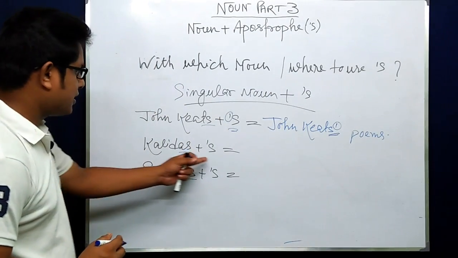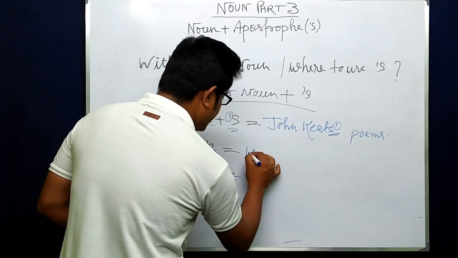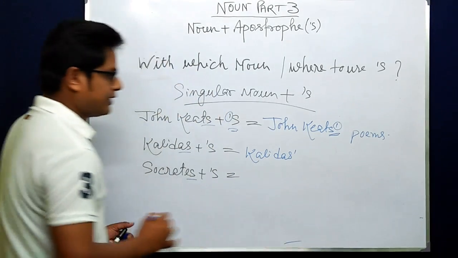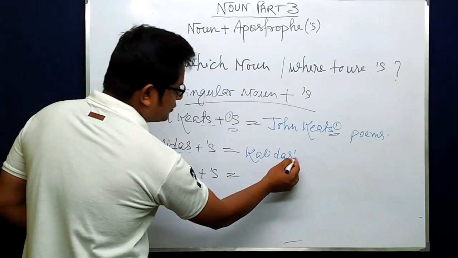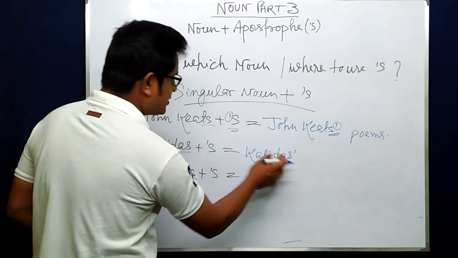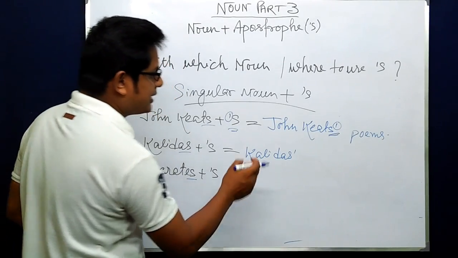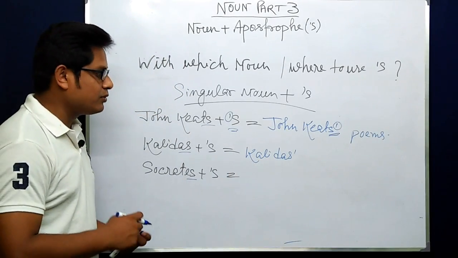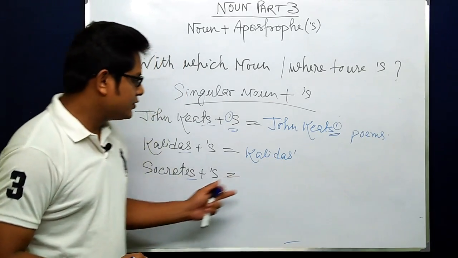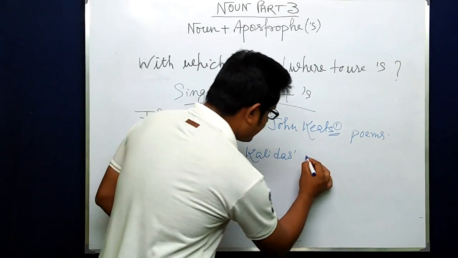Clear? Suppose Kalidas. Again, over here you have to write apostrophe. Just I have used apostrophe, not s, because s already is given, because this singular noun has s at the end. So you don't need to use s again. So you have to write only apostrophe. So Kalidas' writings.